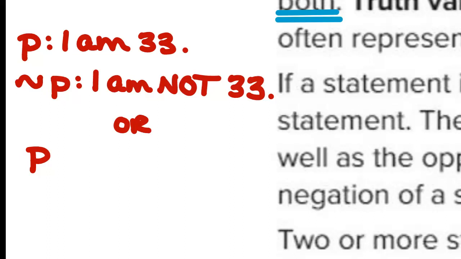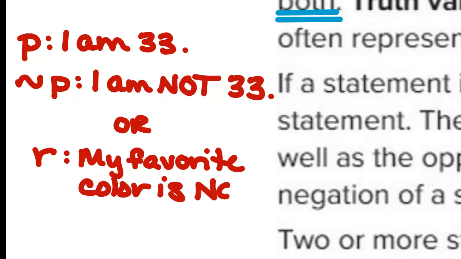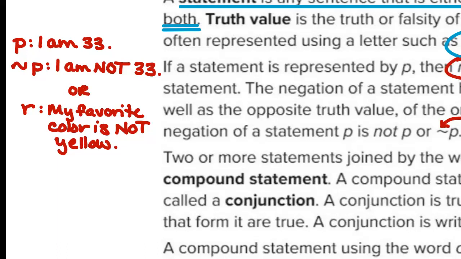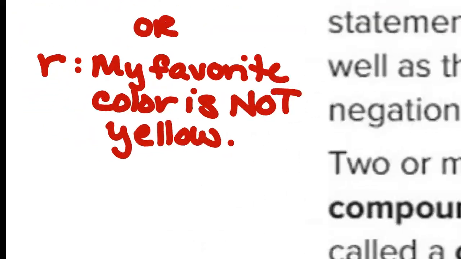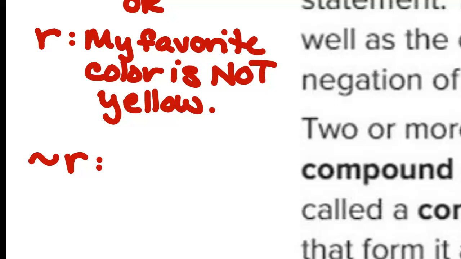Or I could have a statement. I'm going to call this statement R. My favorite color is not yellow. If that's what my statement is, what statement would have the opposite meaning from that? My favorite color is yellow. So in this case, not R would take away my not. That would be my favorite color is yellow.